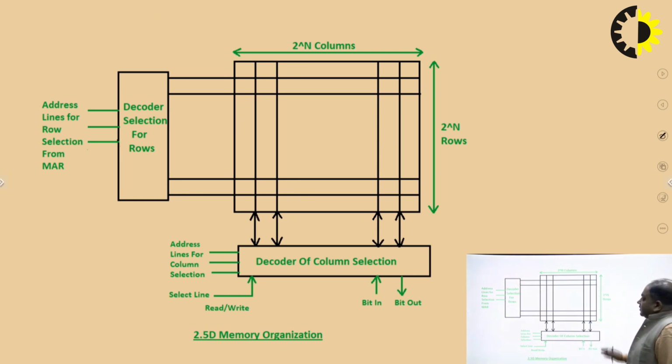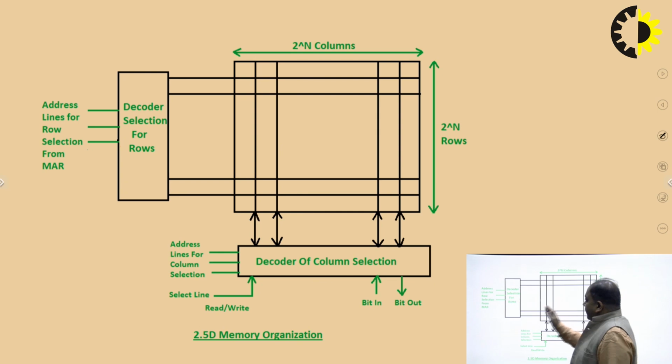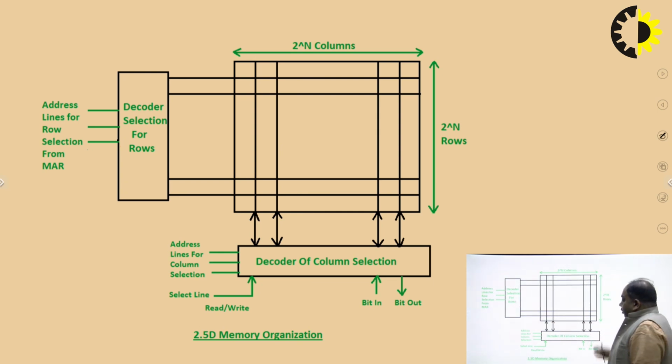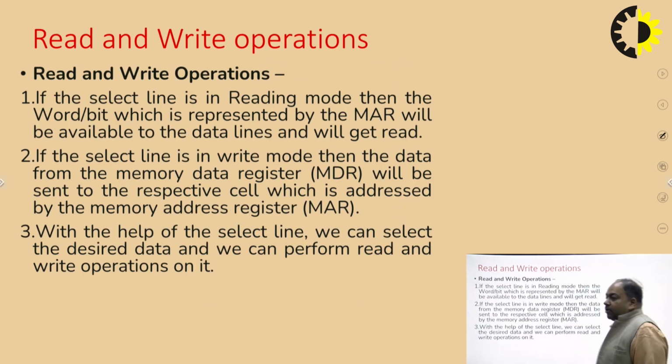So if the address which is stored in the RAM is found, then on the basis of that, the decoder of the column constitutes the read operation and the write operation. Now it comes to the read and write operations.